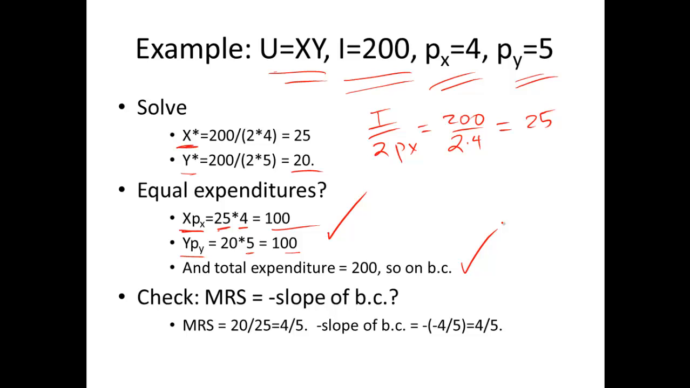Even though we already have the correct answer, we could go a little bit farther and ask the question, is the MRS equal to minus the slope of the budget constraint at what we think is the answer? So what's the MRS here? Well, the MRS is y over x, and so that's 20 over 25, which equals 4/5. What's minus the slope of the budget constraint? Well, the slope of the budget constraint here is minus px over py, which is minus 4/5. Minus that is minus minus, or plus 4/5. That equals the MRS, so check again. You don't have to check again, but we give ourselves a check mark again. This is the correct answer.